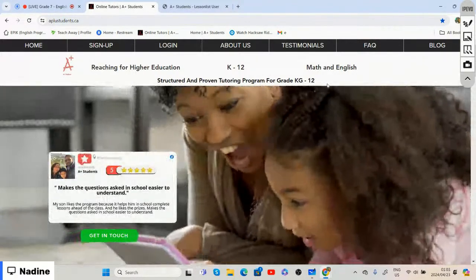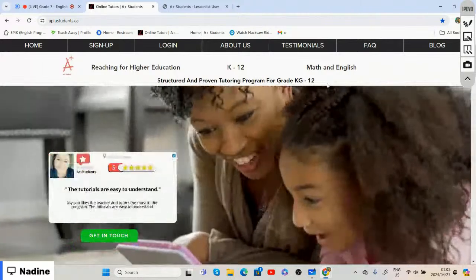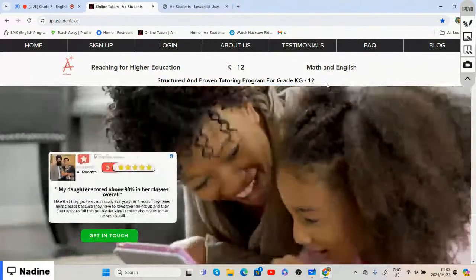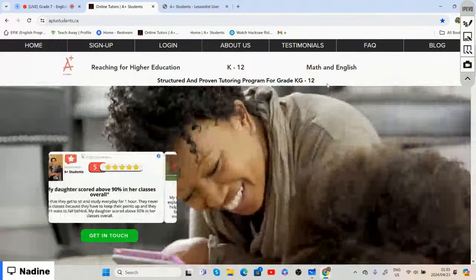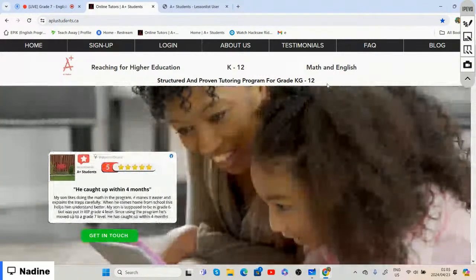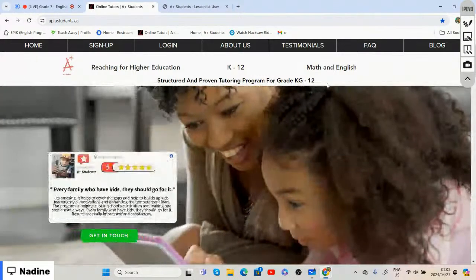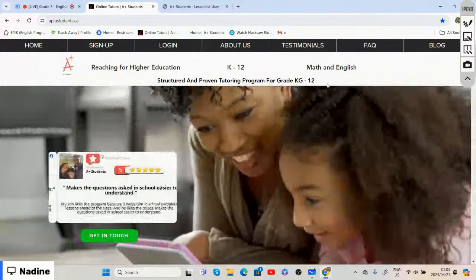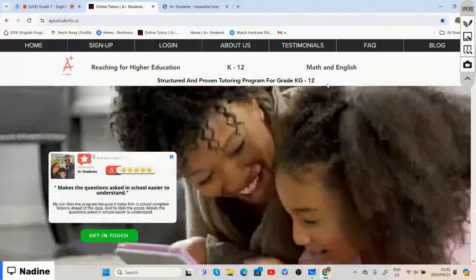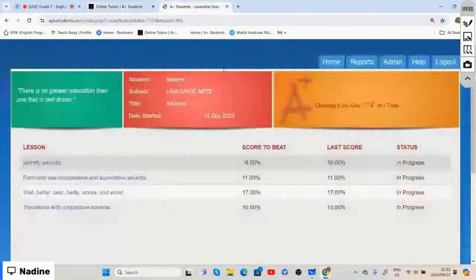then we're going to select the subject of language arts, grade 7, and then we're going to scroll down until we get to our chapter of adverbs. Right? And we are now going to find out what adverbs mean.